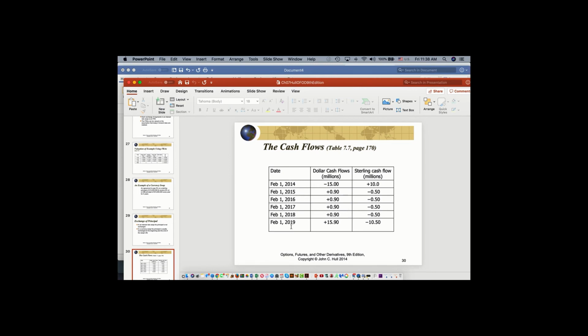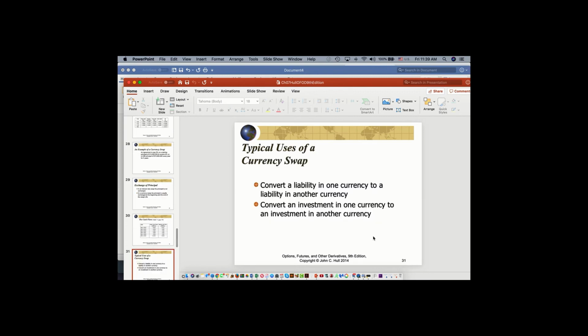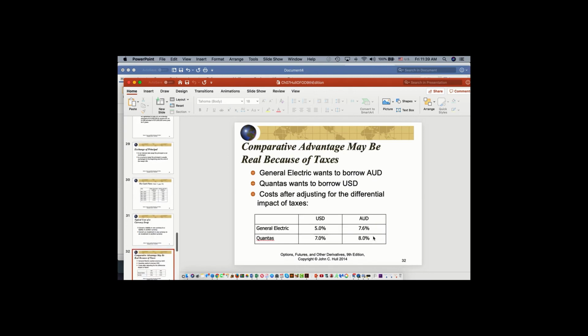The swap is distinguished from futures in the sense that swaps are long term, but futures are very short term. So this is the dollar cash flow, and this is the sterling cash flow. This is like a dollar bond, and this is a sterling bond. That's why we say swaps are actually a series of bonds. And then again, they make the case for comparative advantage because of taxes.